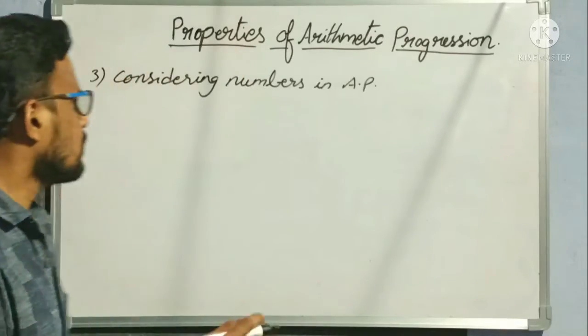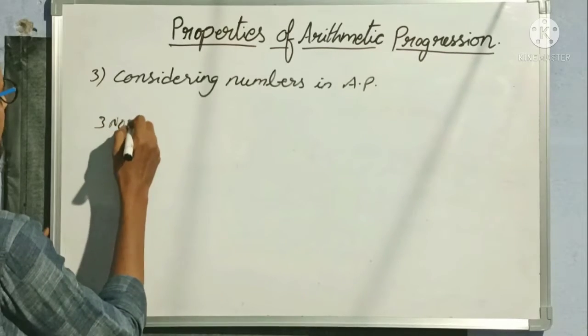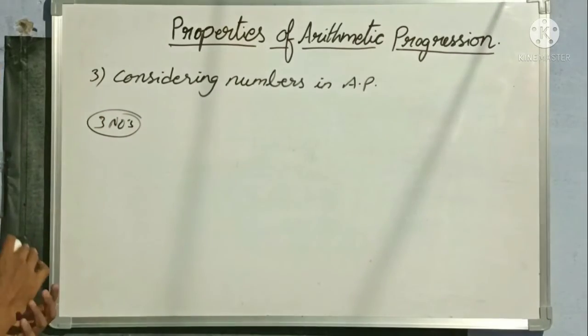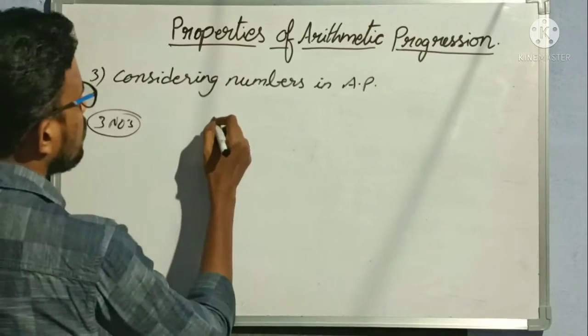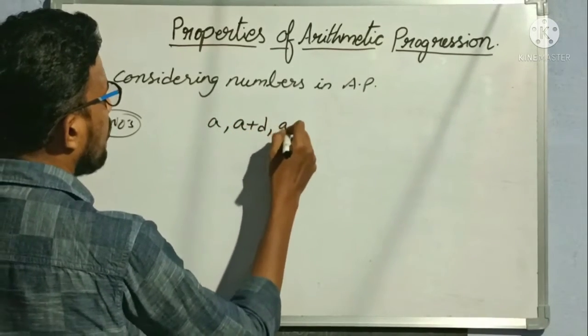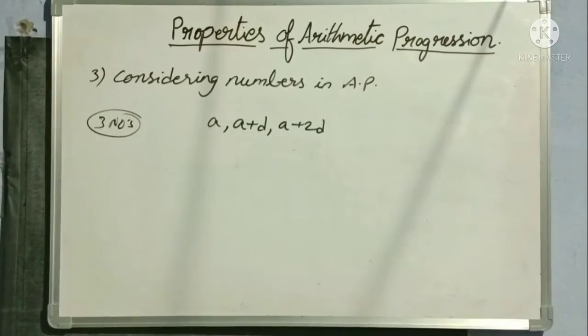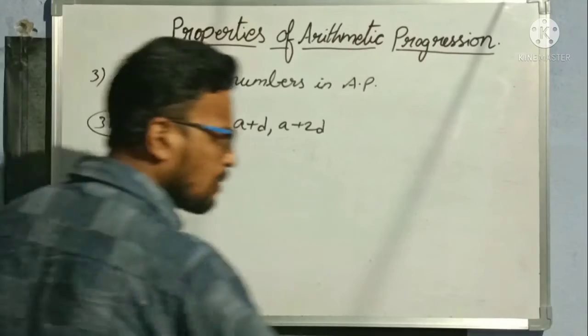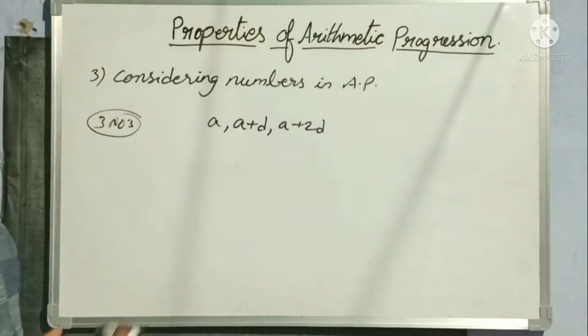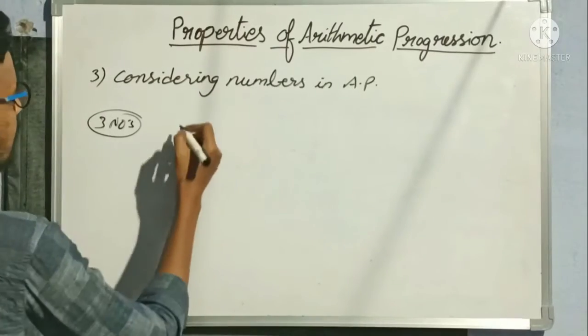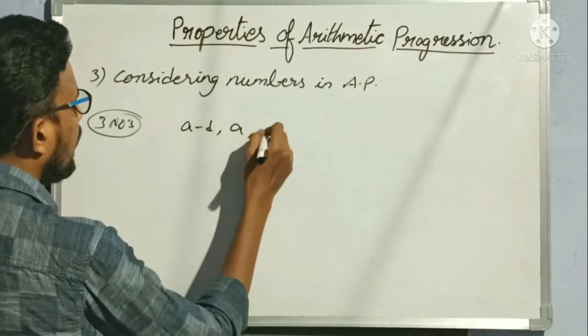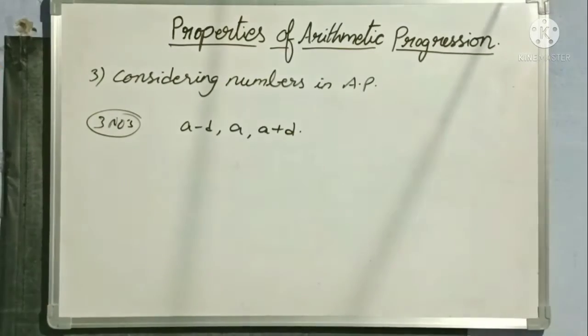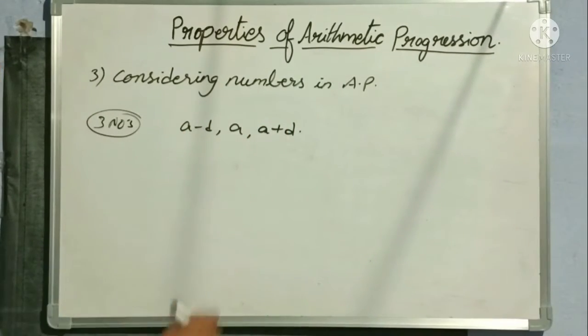See here, suppose three numbers are given. Three numbers we have to consider in arithmetic progression. In such a case, what can we do? If you consider A, A plus D, A plus 2D, we can't calculate the A value or D value directly. Clear? That's why, to get the A value or D value, we have to take the three numbers as A minus D, A and A plus D. So that here minus D plus D will get cancelled if we do the sum. Then we can find the A value very easily.